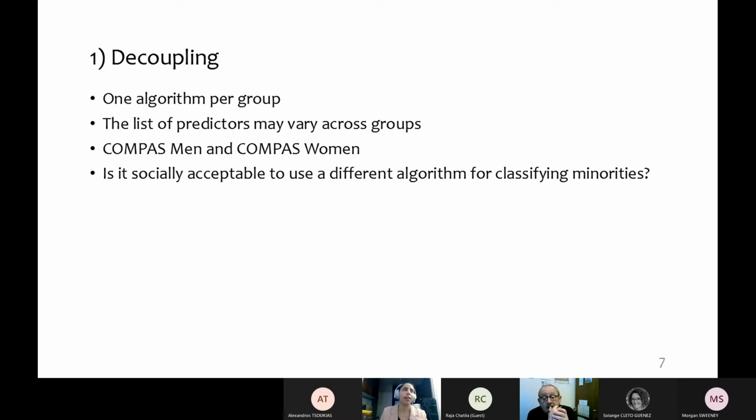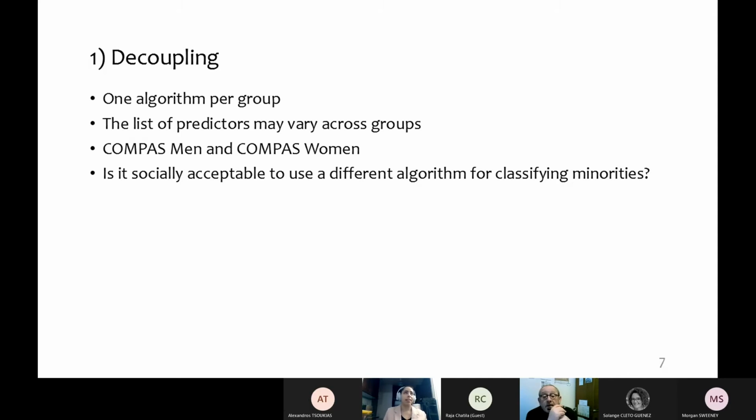And they have two versions of the algorithm, the general Compass and Compass women. And the idea is that women represent such a small minority in the criminal justice system that if they will be considered along with the general population of defendants, their unique characteristics will not be highlighted, will not be given enough weight. So Compass women gives more weight, for example, to past trauma, victimization, abuse, economic marginalization, things that are also considered in the general algorithm, but their weight is different.